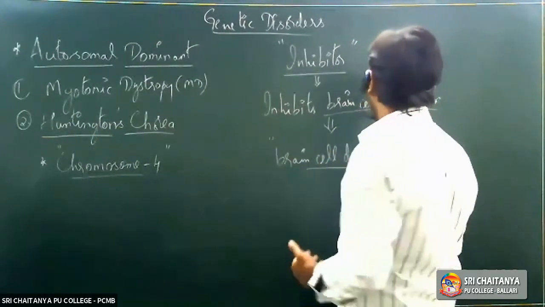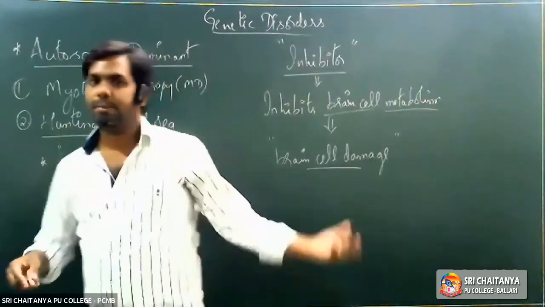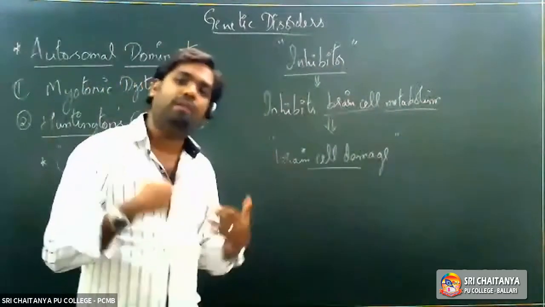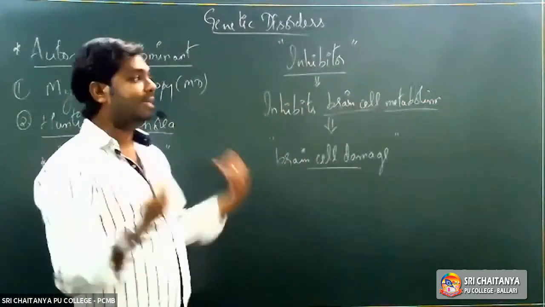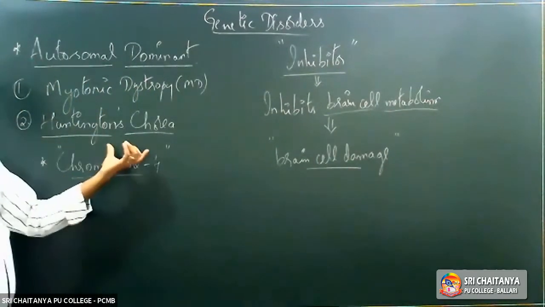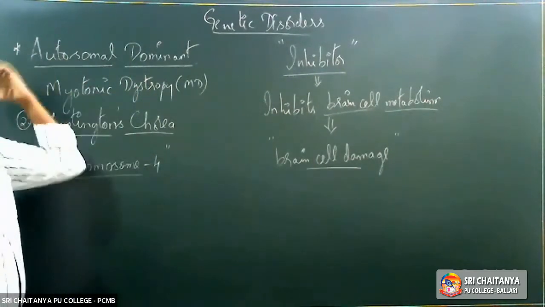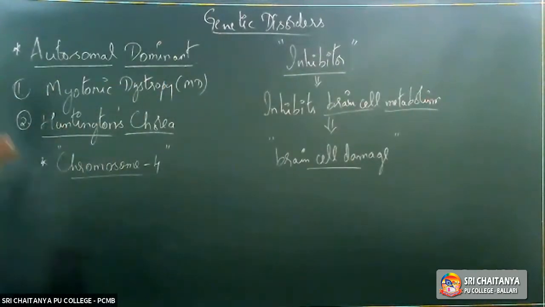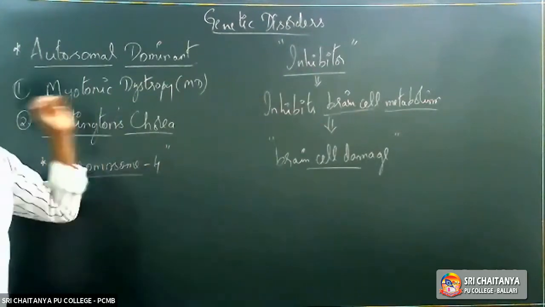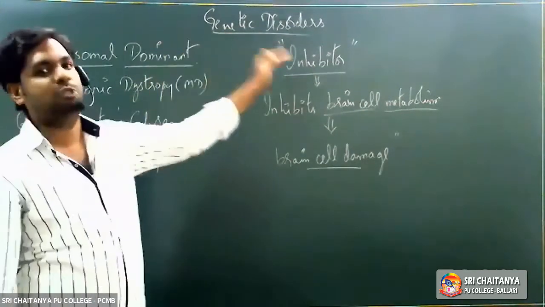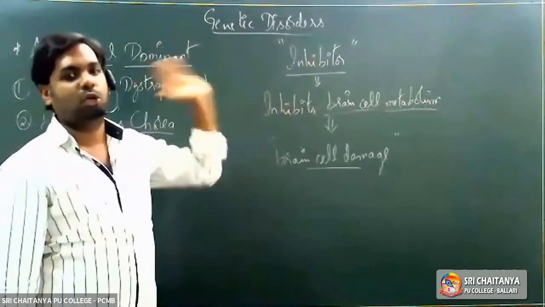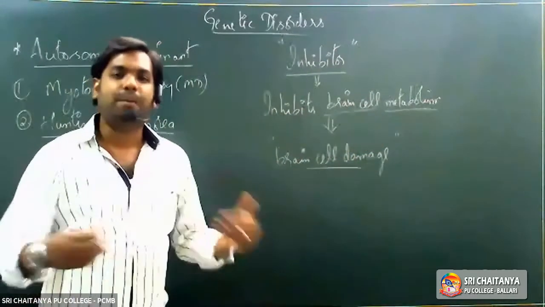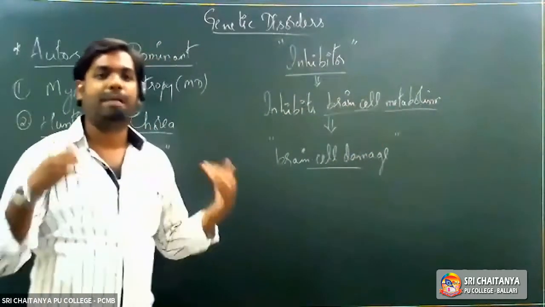So there is damage in the brain cell. Once the brain cells get damaged, all the other functions in the body will be highly reduced, or rather inhibited. So that is the condition which we call Huntington's chorea, which is again an autosomal dominant disorder caused by a mutation in a gene present on chromosome number 4. Because of this mutation, an inhibitor is synthesized, and this inhibitor would go and inhibit the brain cell metabolism, as a result of which the metabolic activities in the brain are affected.